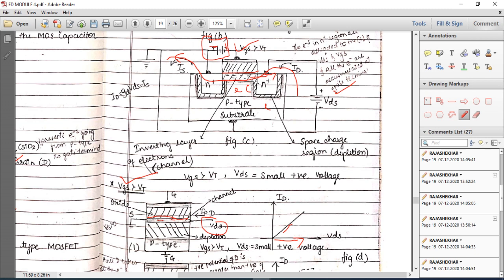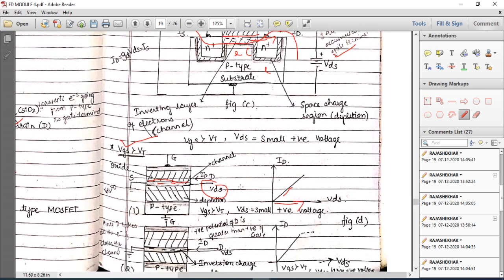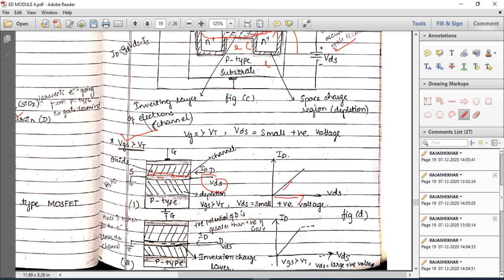Due to this, the depletion layer near the channel starts increasing and moving towards the channel. The same thing is shown here. This is the oxide layer, this is the depletion region, and this depletion region is now moving towards the channel. I can say that it is now approximately closing the channel. If it closes the channel, it will start blocking the flow of current.